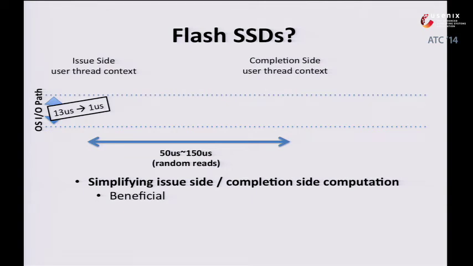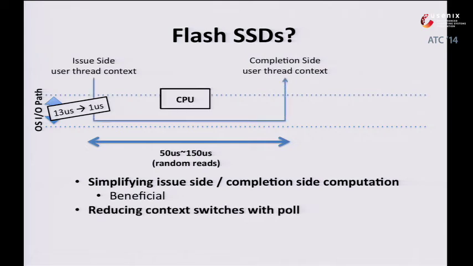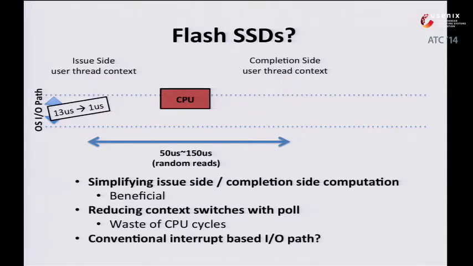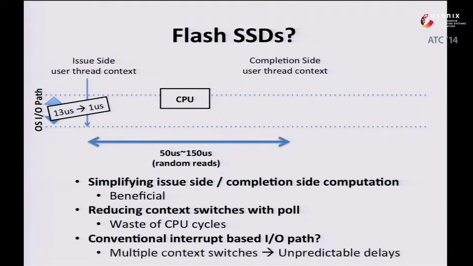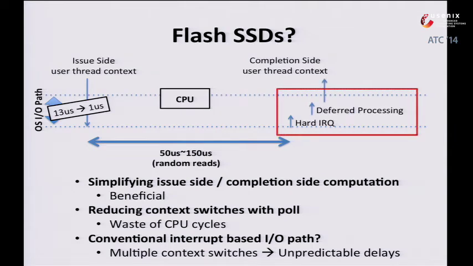But what about polling? Since flash SSDs have longer and unpredictable latencies, reducing context switches using polling would waste CPU cycles and lower device utilization. So for flash, we have to stick to the conventional interrupt-based completion path, but this comes at a cost of multiple context switches between multiple I/O processing contexts, which can cause unpredictable delays. And this is bad.